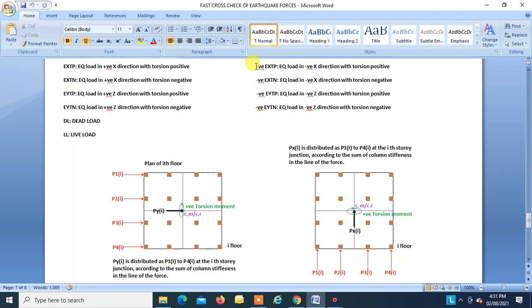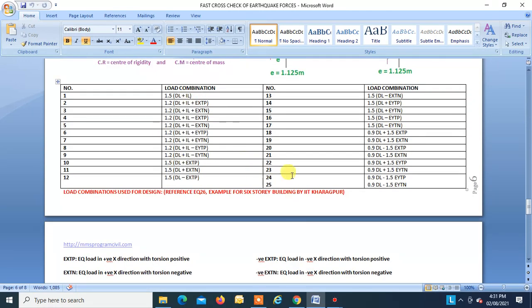So torsion is in this direction, right? Now what does this mean? Negative EXTP means earthquake load in negative X direction, so it is in this direction, with torsion positive. Negative EXTN means earthquake load in negative X direction, with torsion negative in this direction. This is also applied to the Y direction, right? So all these cases have to be considered for the analysis, and you have to take the most critical one.